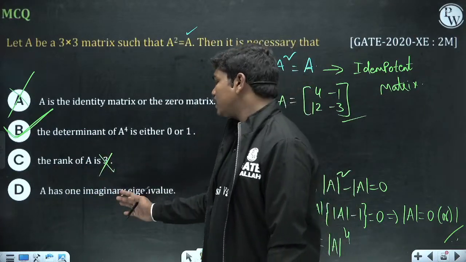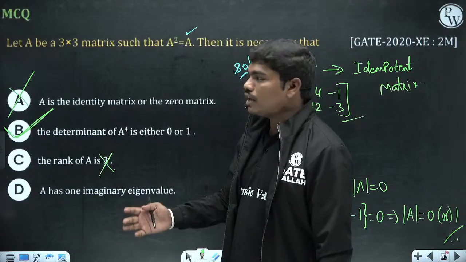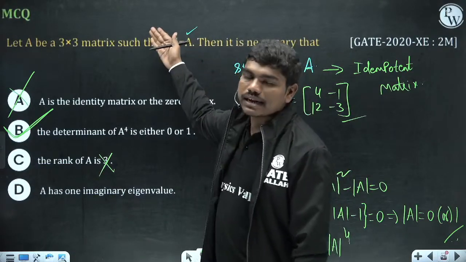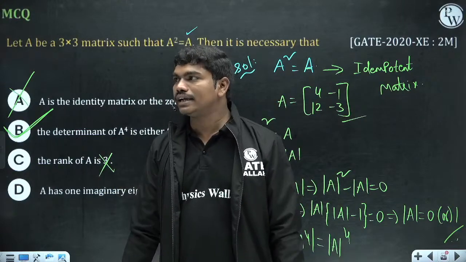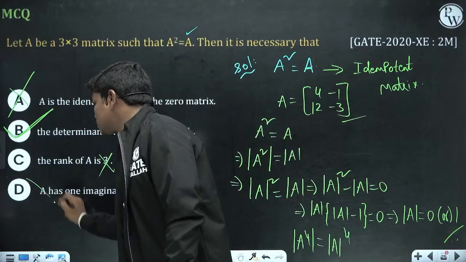And A has one imaginary eigenvalue, need not be, because if you take the identity matrix as an example, in the identity matrix no eigenvalue is actually imaginary. So that's why this is also need not be correct.